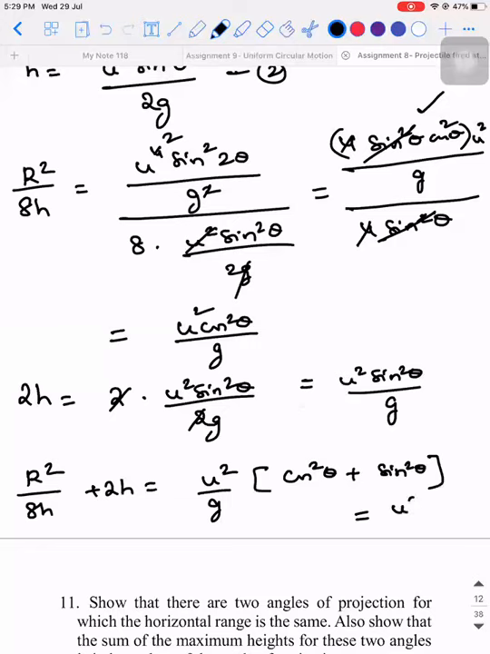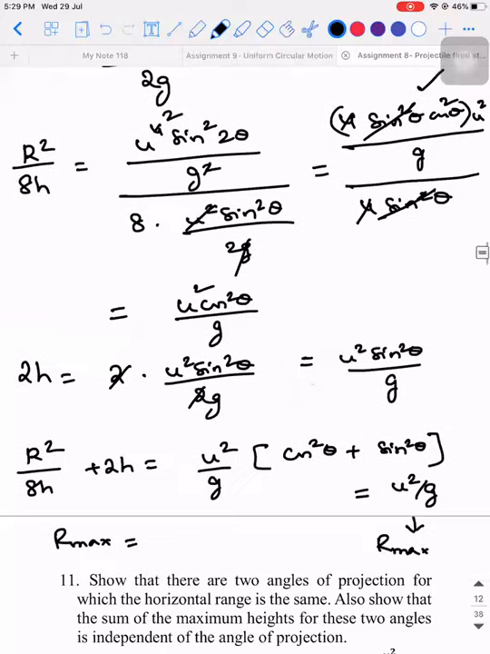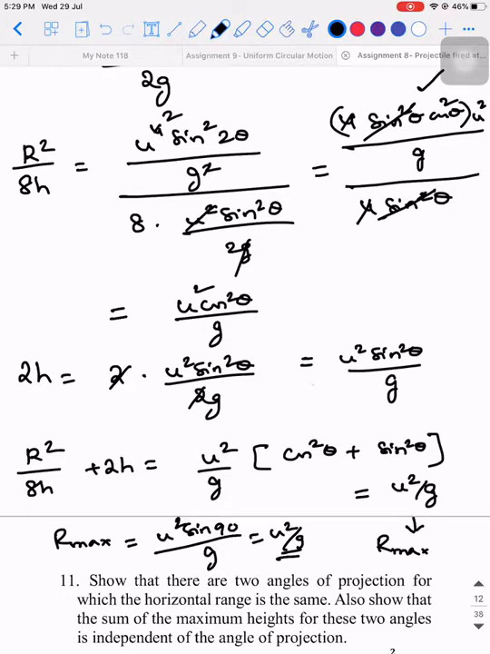So this is going to be u square divided by g. But what is u square by g? This is R max, because R max is possible when the value of theta is 45 degrees. When theta is 45, you get u square sine 90 divided by g. That is u square by g. So we proved it. I hope you guys understood.